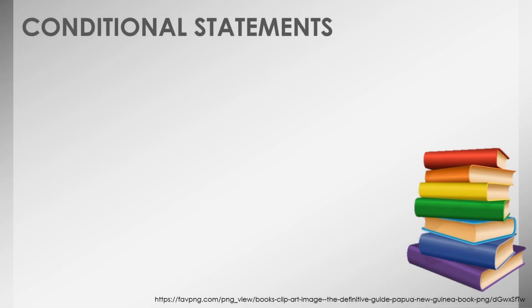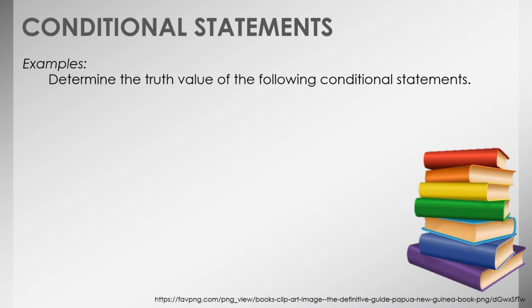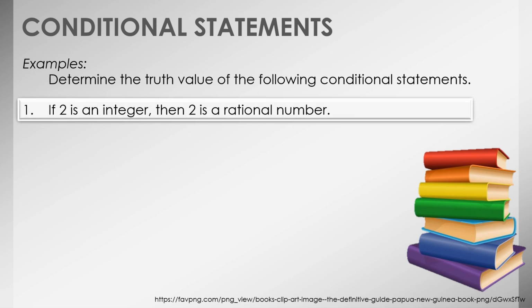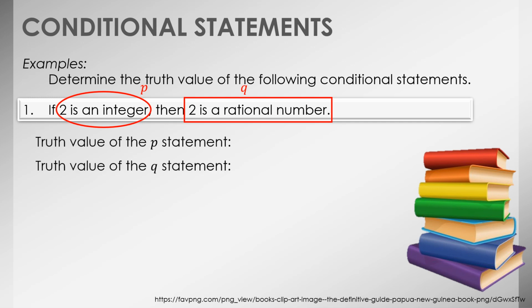For instance, in this example, we are asked to determine the truth value of the following given conditional statements. The first one is given by this, where the P statement represents this, while the Q represents this. Now, to determine the truth value of this conditional statement, we first need to determine the truth values of the P and Q statements.